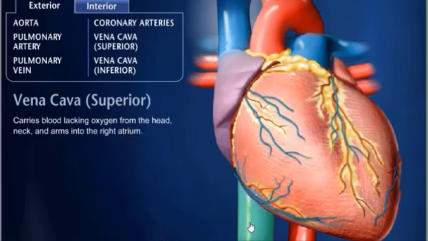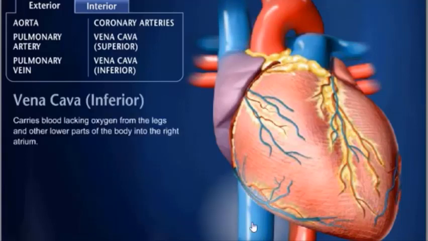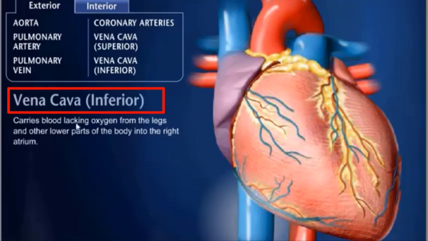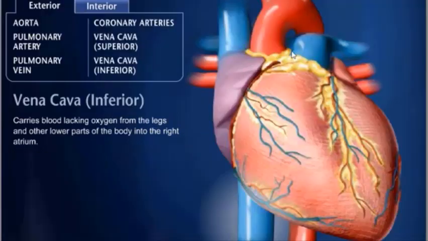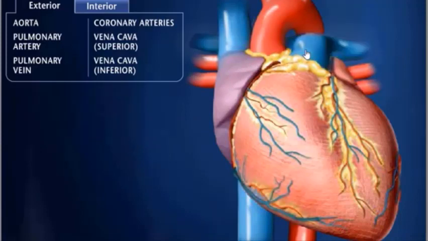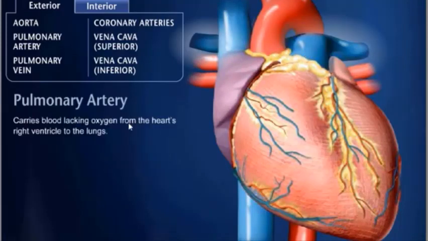We have another vena cava, which is the inferior one, and it also carries deoxygenated blood, but from the lower organs back into the heart, to the right side, and to an area called atrium or auricle. We have another blue colored blood vessel, and this time we're talking about an artery.